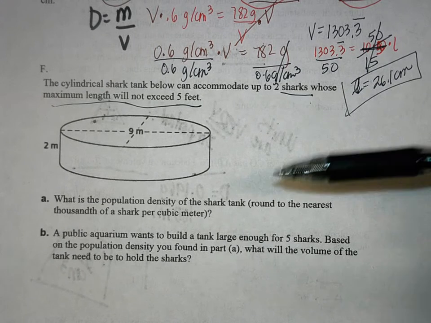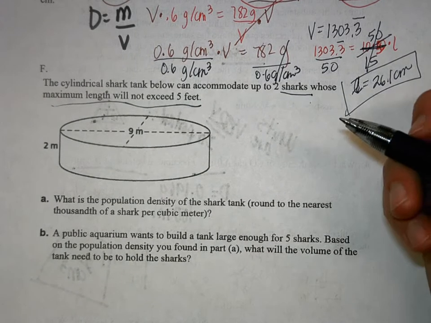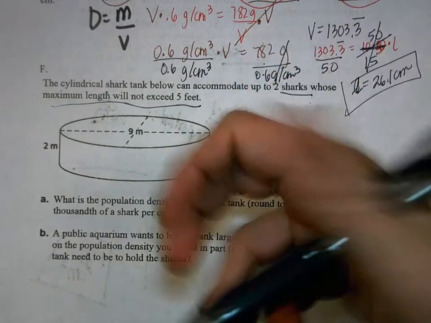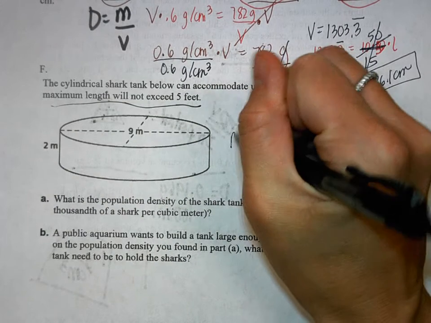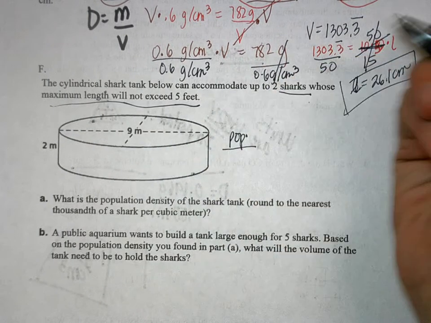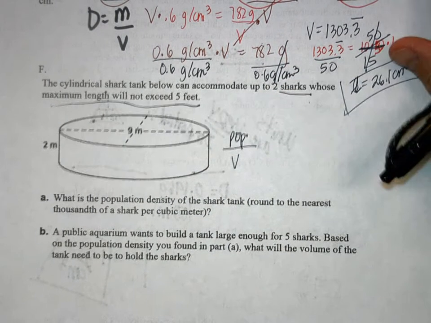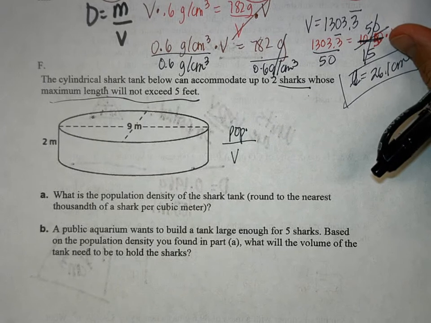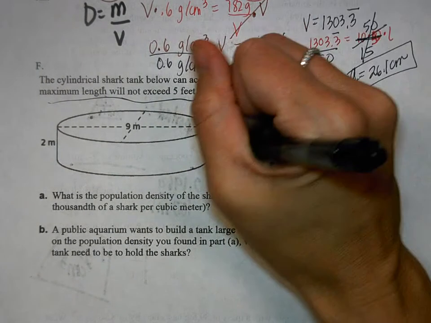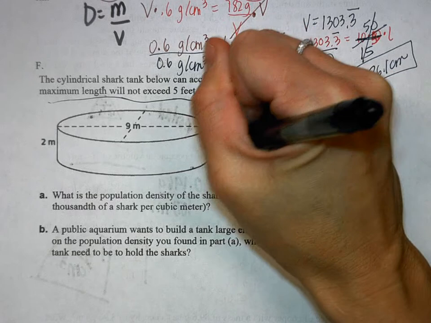Population density is normally whatever kind of population you're talking about, so population divided by, in this case, volume. First of all, we need to figure out the volume in order to find our population density. I'm going to put here population density equals that.